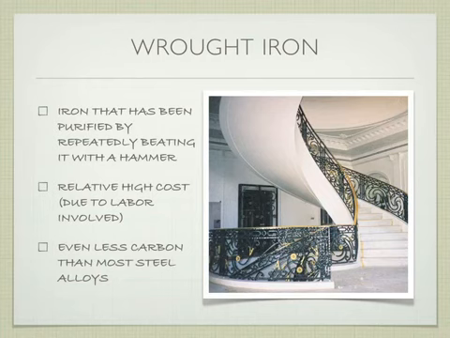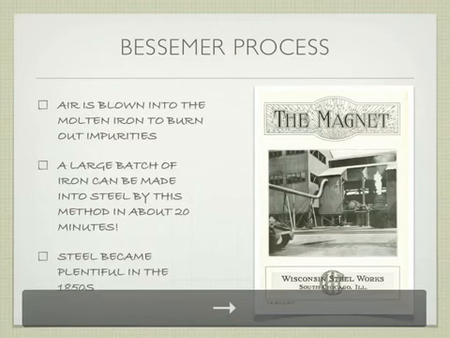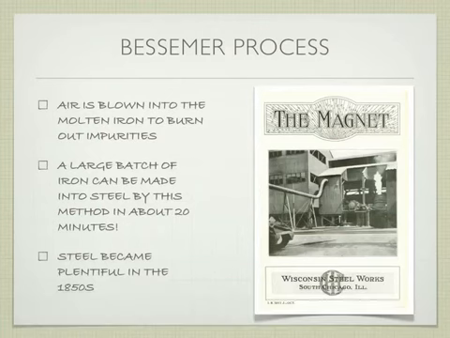It ends up being really high cost, which is why most of the time we're not going to see it, say, for a skyscraper. We're instead going to see it in a decorative railing, someplace where you really want to see it. Wrought iron has even less carbon than most steel does, so it's kind of at the very strong end of steel. So we needed something that was somewhat in the middle.